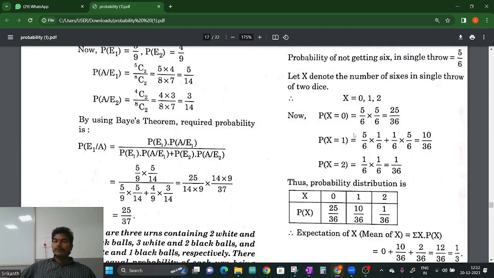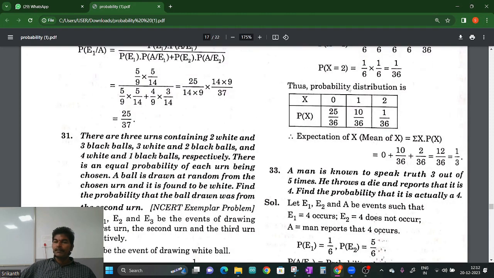So create a table. How many tosses are done? 2 tosses. 2 tosses means 0, 6. 0, 6 means what is the probability? First toss not getting 6, second toss not getting 6. 5 by 6, 5 by 6, 25 out of 36. Write down here. And similarly create 1, 6. So 1 by 6 into 5 by 6 or 1 by 6 into 5 by 6, 10 out of 36. And next, both getting 6s, okay, 1 out of 36.